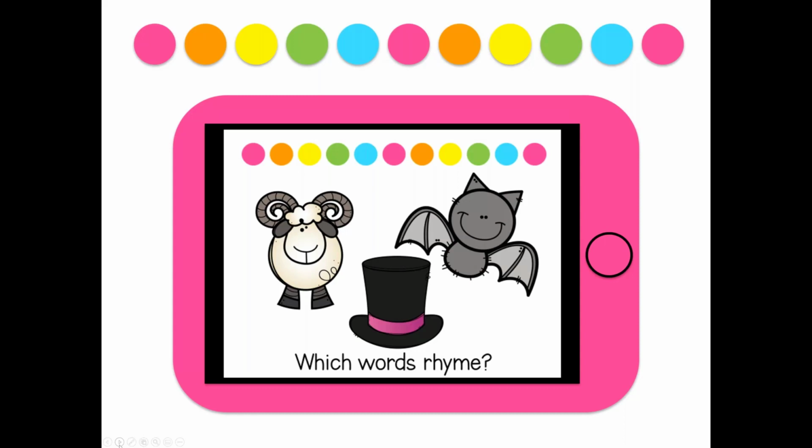Words that rhyme sound the same at the end, like hop and mop. Let's say that. Hop, mop. What part rhymes? Yes. Now we're going to listen as we say these words, and then we're going to figure out which words rhyme. Ready? Listen carefully. Ram, hat, bat. And they would yell out, hat, bat. Yes, hat, bat. What's the rhyming part? At. Okay?